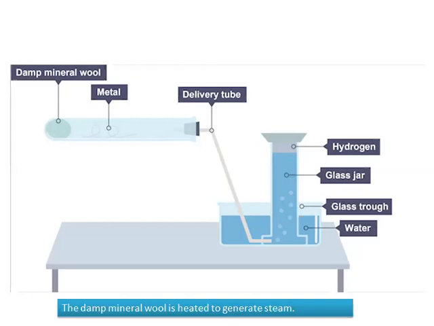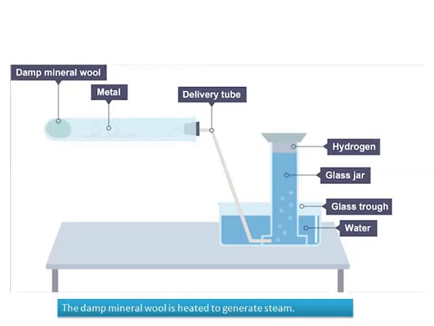When we start the activity, we heat the metal first using a burner. When the metal gets hot, the glass wool is heated using another burner. The water present in the glass wool forms steam on heating. This steam then passes over the hot metal. The hot metal reacts with steam to form the corresponding metal oxide and hydrogen gas.